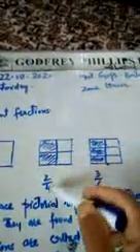You can represent the first as 1 by 2, that means one part shaded out of 2. The second can be represented as 2 by 4, that means two parts shaded out of 4 equal parts. This shows 3 by 6, because 3 parts are colored out of 6 equal parts. So this is 1 by 2, this is 2 by 4, this is 3 by 6.